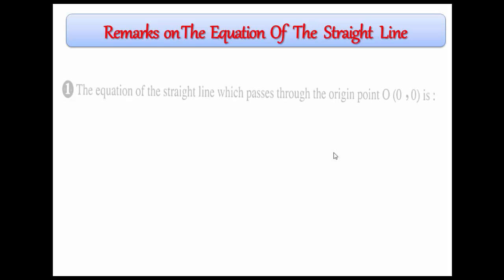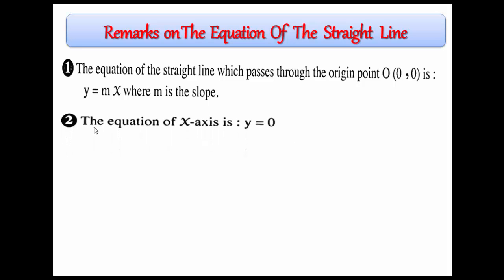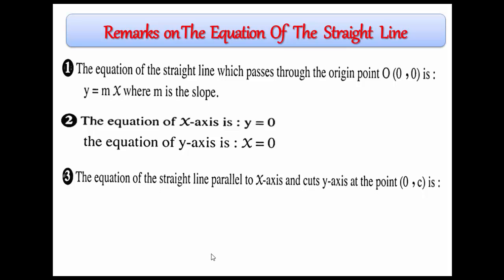Remarks on the equation of a straight line. The first remark: the equation of a straight line which passes through the origin point (0, 0) is y equals mx, where m is the slope. The second remark: the equation of the x-axis is y equals 0. The equation of the y-axis is x equals 0. Again, the equation of the x-axis is y equals 0 and the equation of the y-axis is x equals 0. I will explain this remark in the following example.